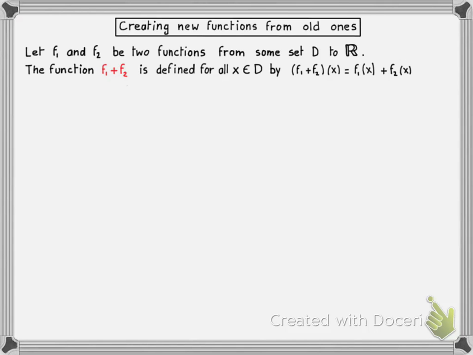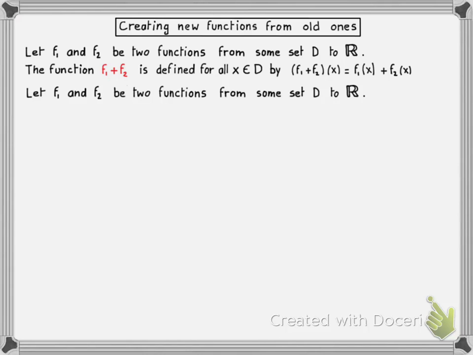So for example, let f1 and f2 be two functions, where the domain is anything, the set D, but the codomain must be the set of real numbers. Then we can define a new function called f1 plus f2, which is defined as follows for all of the elements x in the domain D. The value of the new function applied to x is equal to the value of the first function applied to x plus the value of the second function applied to x. So this is just the addition of two functions to create a new function.